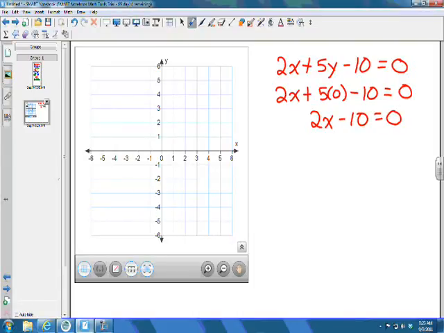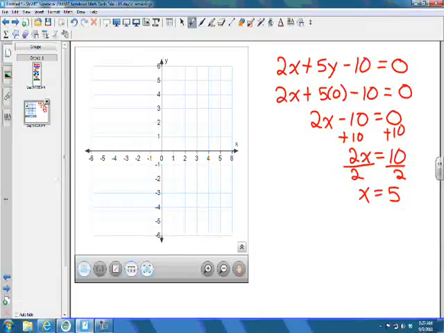So how do we solve that for x? Add the 10. 2x equals 10. And then, excuse me, divide by 2. X equals 5. So where up here on this graph do you think x equals 5? Which direction would it go? From the center, to the right. You just go over here on the x-axis where x equals 5. And you got your point.